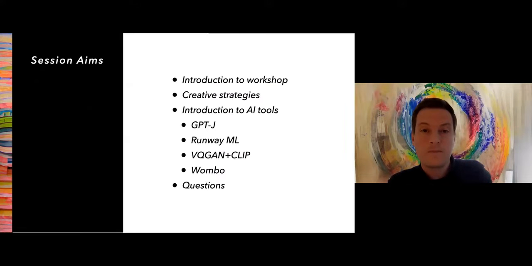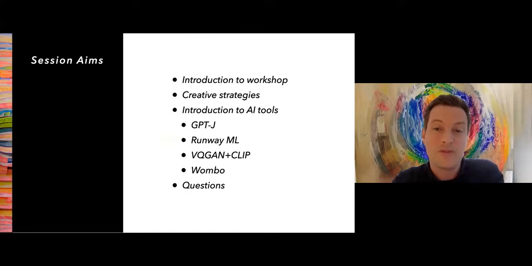Okay. So, aims of this session: we're going to introduce this workshop, talk about creative strategies, and then introduce these 4 tools. The 4 tools that we're going to be looking at are JPDJ, which is a text generation tool, and Runway ML, which is a fairly fully featured platform online for running machine learning and creative AI functionality.